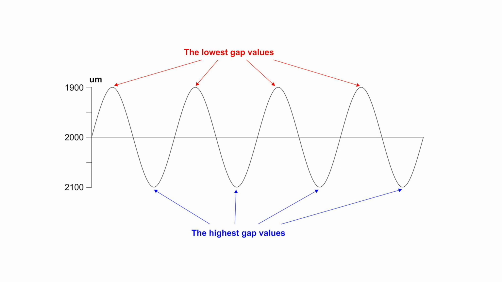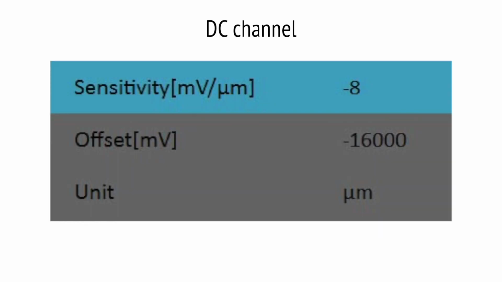Sensitivity of the sensor which we use is 8 mV per micron, and the zero position of sensor is 2 mm from the shaft. Then we need to set these values: the sensitivity and offset for DC channel. The 16,000 mV is the voltage which corresponds to 2 mm gap.